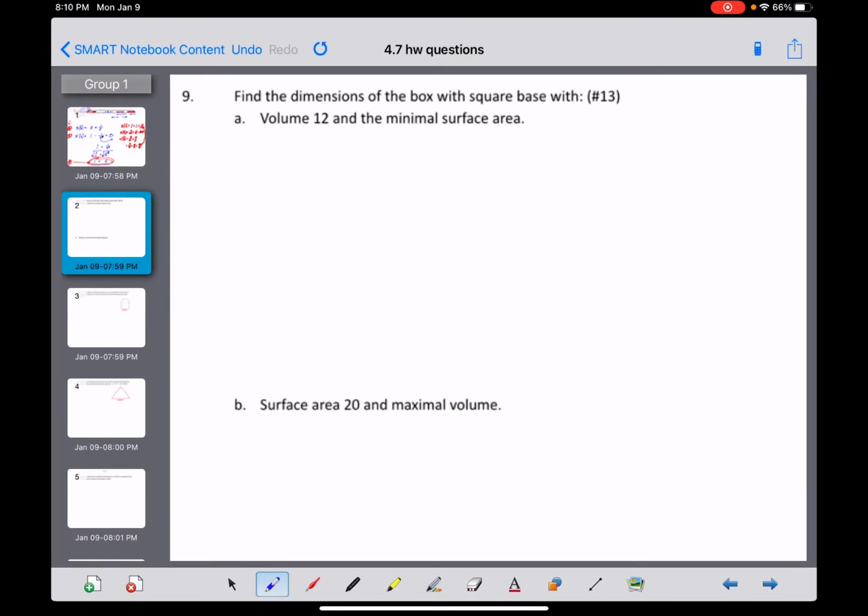Okay, number 9 is really two different problems here, guys. So, you're getting a BOGO deal right here. We're supposed to find the dimensions of the box, and I wish they used the proper term here. We're talking about a rectangular prism with a square base that has a volume of 12 and a minimal surface area.